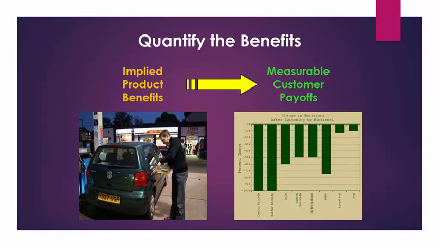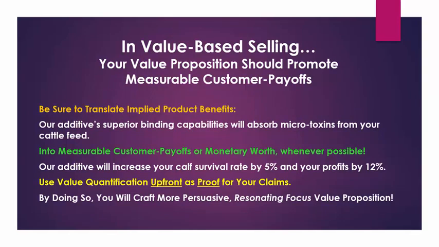What I need to do is shift that to a measurable customer benefit. What we normally think of when we say measurable is dollars and cents, but it also could be some other metric that can be evaluated. So here we're looking at the change in emissions that a car gets after switching to biodiesel. All right, now let me give you an example of shifting from implied to measurable payoffs.